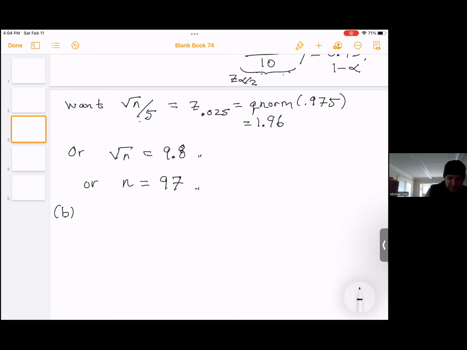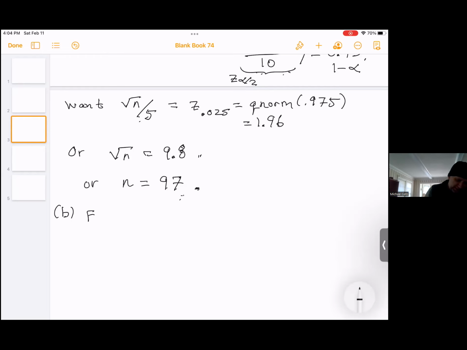So if I poll 97 and use the sample mean, I will be within 2 of the true mean number of days that all the hunters hunt, with probability 95%. So whatever y bar comes out to be, I can say that my 95% confidence interval is y bar plus or minus 2. Okay, but I need n to be 97 or bigger, and I'll have that.